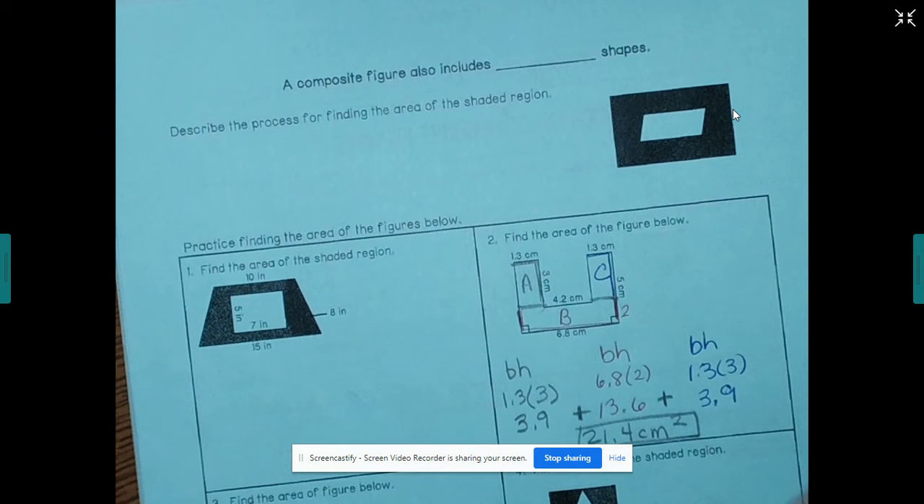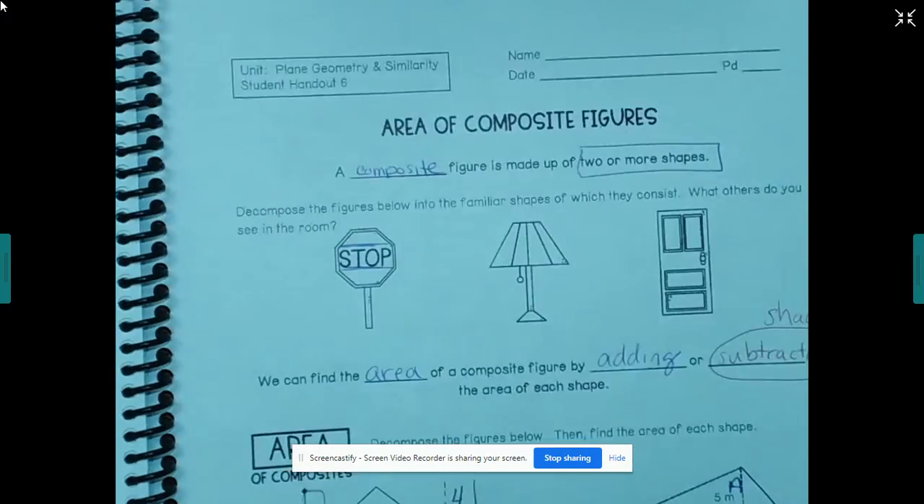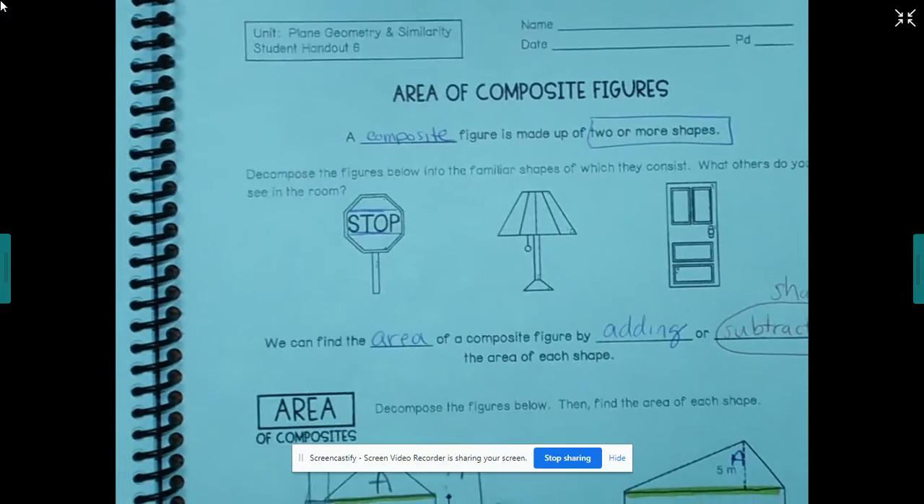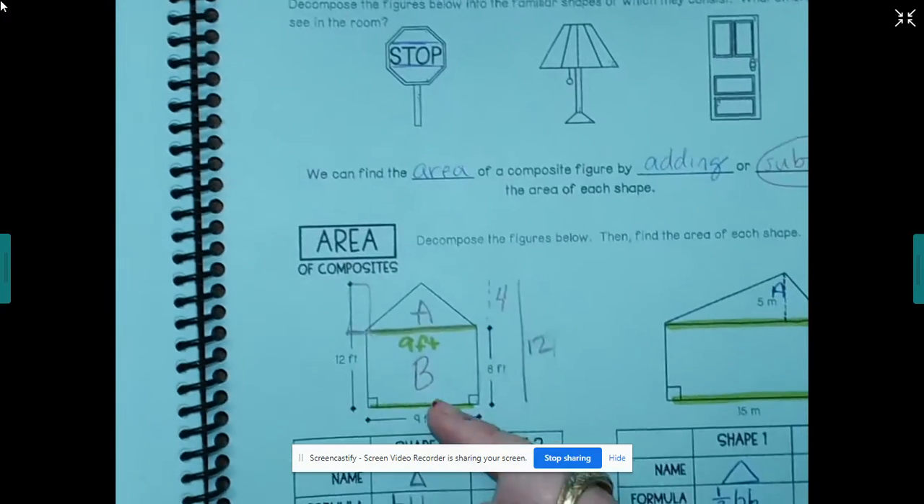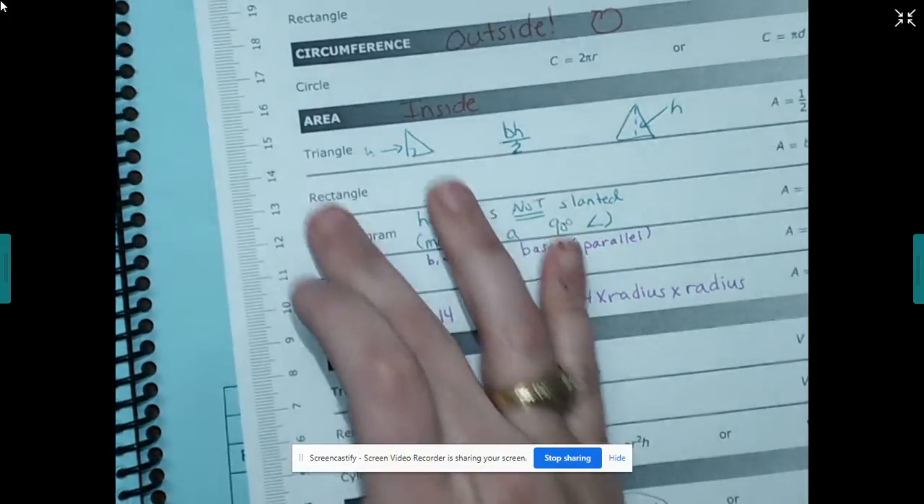Hey guys, welcome back. We're going to finish up our composite shape notes. Last time we met, we were talking about composite figures, which is very applicable in real life. We talked about how you break shapes up into shapes that you know how to find the area of.